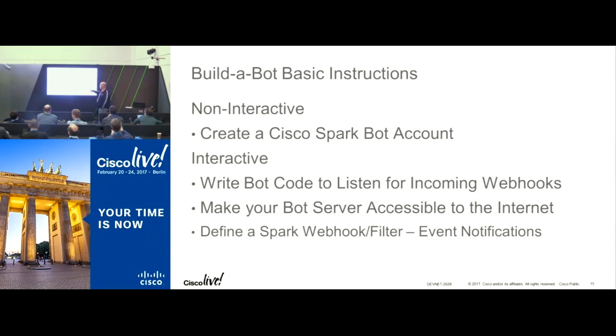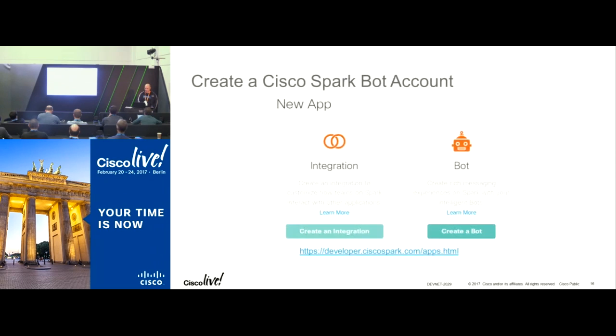And then finally, you have to set up a webhook in the Cisco Spark system so that it will notify your bot when events happen, right? You can filter those for particular rooms, for messages from particular people, for particular kinds of events. You can filter that down as needed so that your bot only wakes up when certain things happen. Creating a Spark bot account is easy. We saw that already. Anybody can do it.